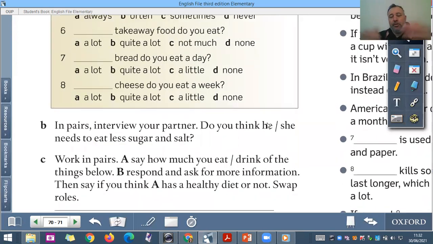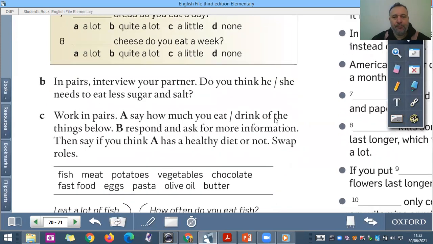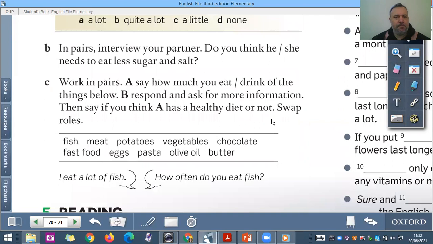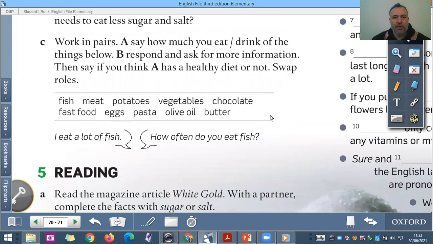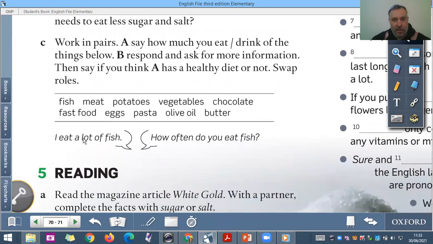And then we're going to practice later on. Now, this is a drilling exercise for you to practice questions and answers. So if you are A, there will be 2 students. One says the sentences and the other asks the questions. For example, you look at the word here, fish, and you can say how much fish you eat, right? I eat a lot of fish.